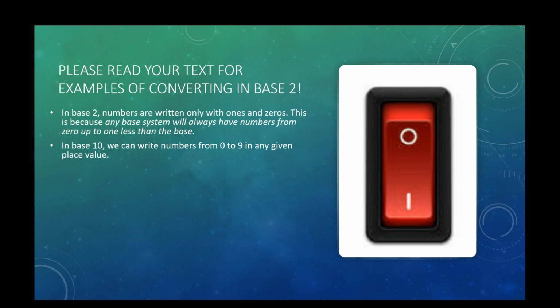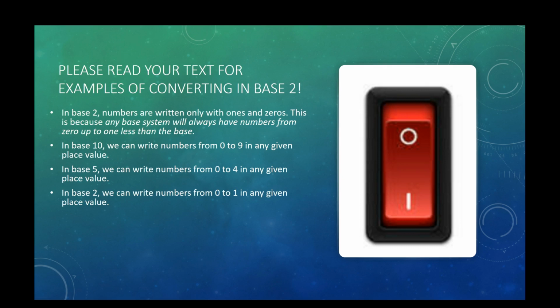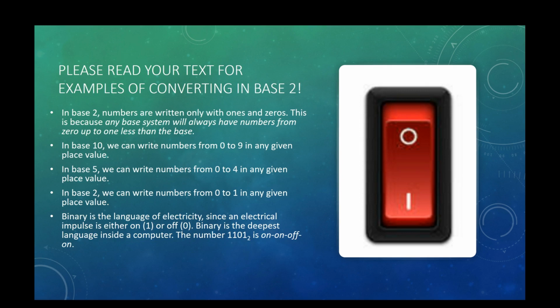And in base 10, we can write numbers from 0 to 9, in base 5, 0 to 4, but in base 2, only 0 and 1, right? Right up to 1 less than your base. And that's the language deep down inside your computer. It's the electrical impulses, on, off, right? And so right there, that was just turning the switch on. If you turn the switch on, and then on again, and then off, and then on again, that gives you a binary or base 2 number.